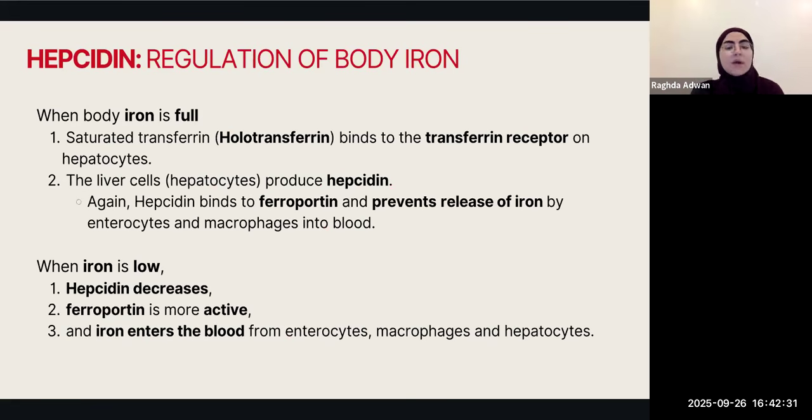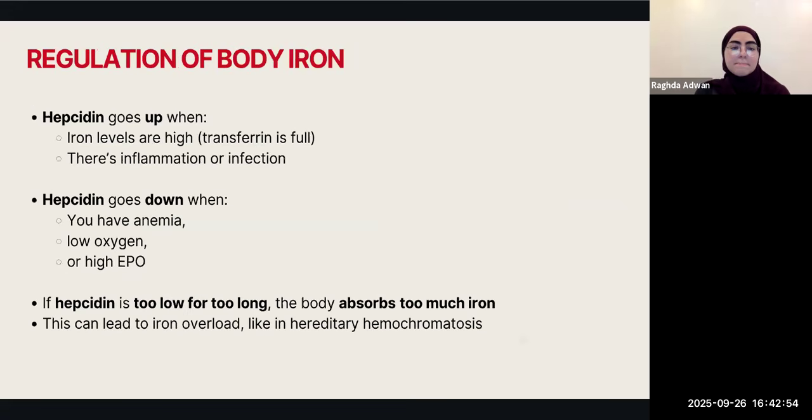On the flip side, when iron is low, hepcidin will decrease because we don't want anything to block its absorption. So, the liver stops producing hepcidin because we need more iron. Ferroportin is now more active since nothing is blocking it. And iron enters the blood from the intestines, from the macrophages, and from the liver cells, where we can increase our iron levels once again. This is the function of hepcidin and how it functions.